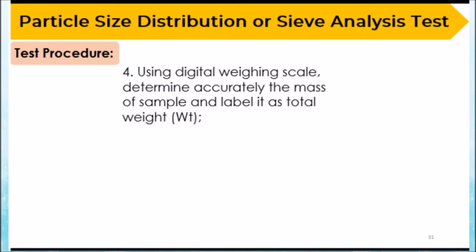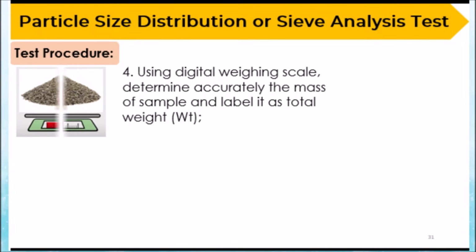Now, whether we choose quartering or the riffle box, once the right quantity of sample for this test is determined, we can now continue. Using the digital weighing scale, we must accurately determine the mass of the sample and label it as the total weight. Yung sample ngayon na sinasabi natin dito, ito na yung galing dun sa quartering or sa riffle box.